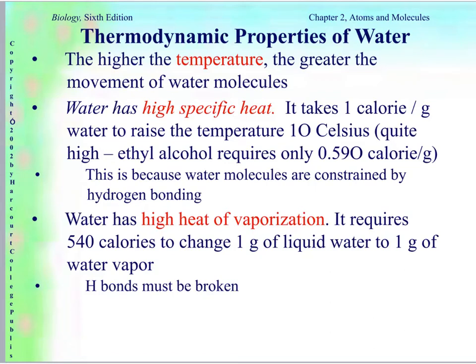All right, so a couple properties of water. The higher the temperature, the greater the movement of those water molecules. One of the properties is high specific heat. Water has a high specific heat. It takes 1 calorie per gram of water to raise the temperature 1 degree Celsius. This is quite high, and that's because water molecules are constrained by hydrogen bonding. Water also has a high heat of vaporization. It requires 540 calories to change 1 gram of liquid water to 1 gram of water vapor, and that's because you have to break those hydrogen bonds.